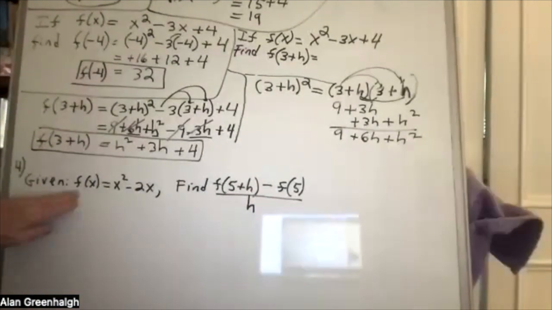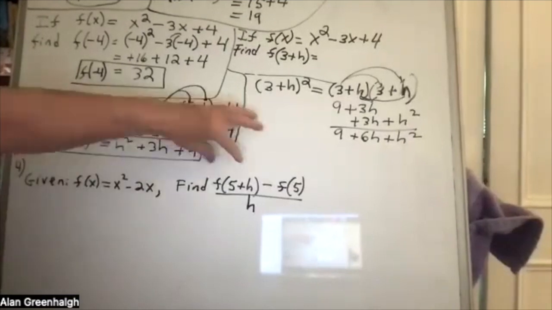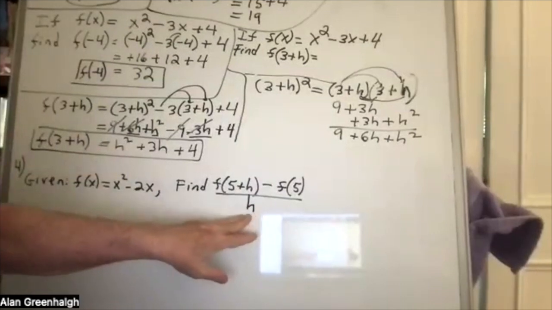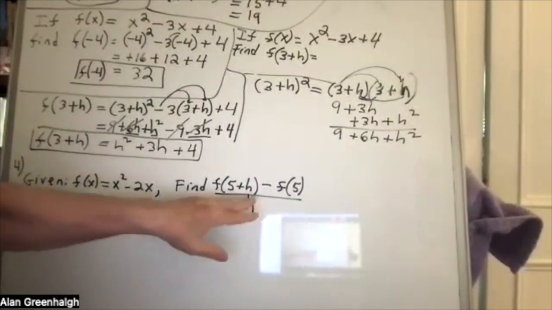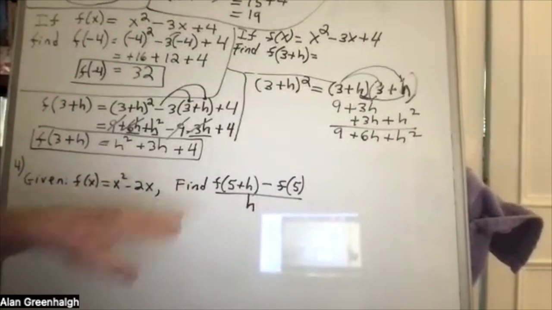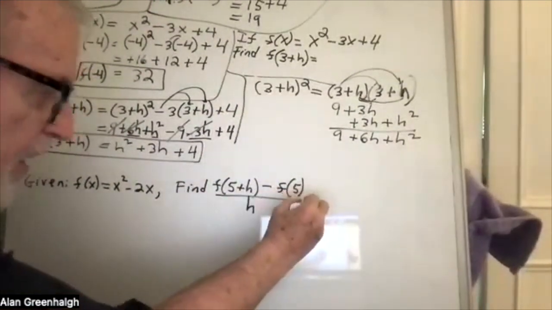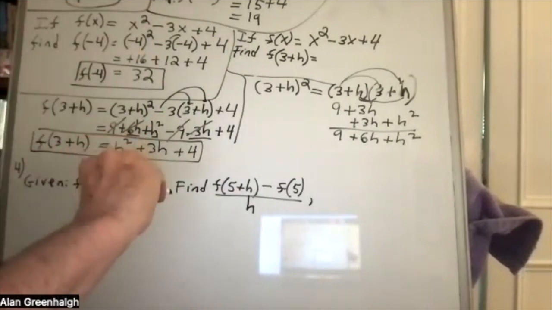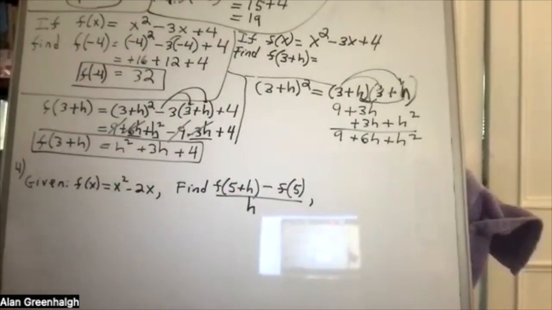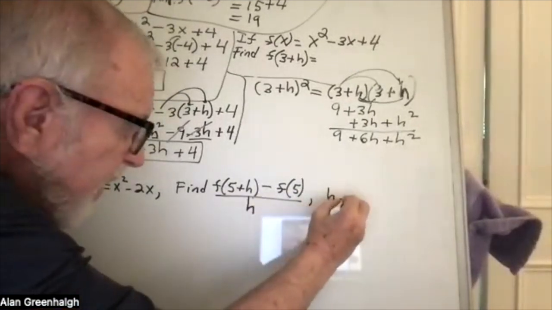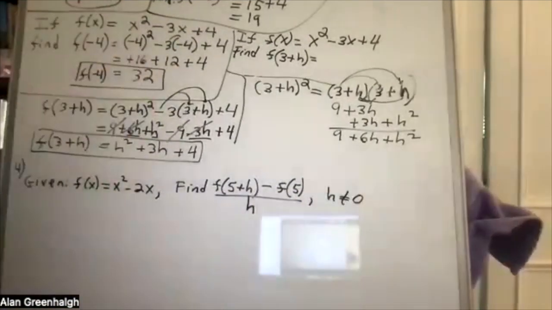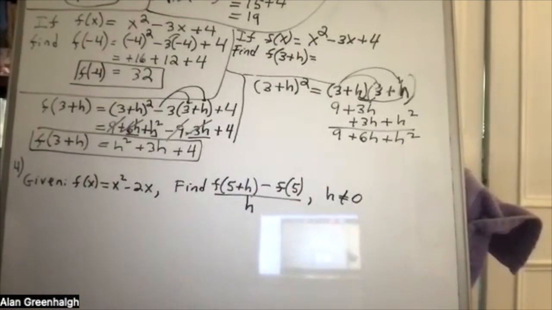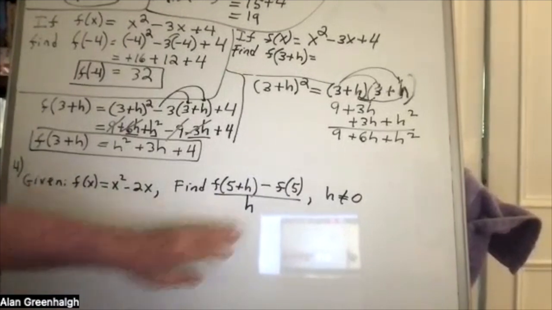So given this function, I'm asking you to do this and do that and put it over h. But what do I have to add to this problem in order for it to be valid? There's one more thing I need to put in this problem. What do I need to do? H can't equal 0. Very good. That's necessary, because you can't have a denominator of 0.